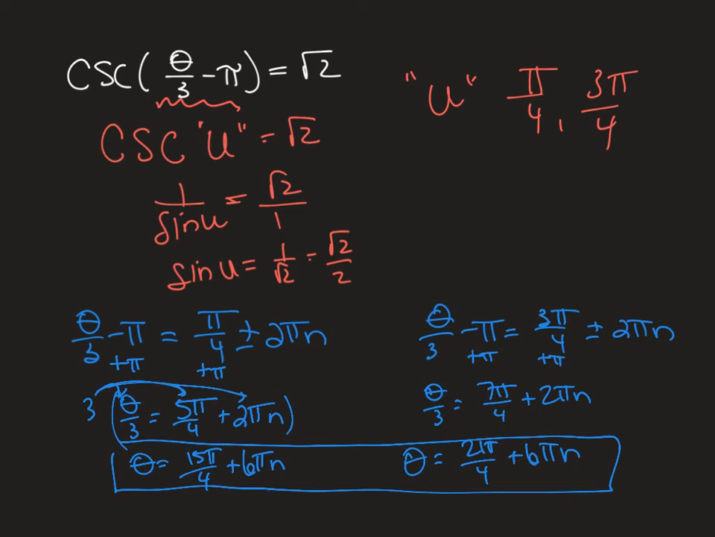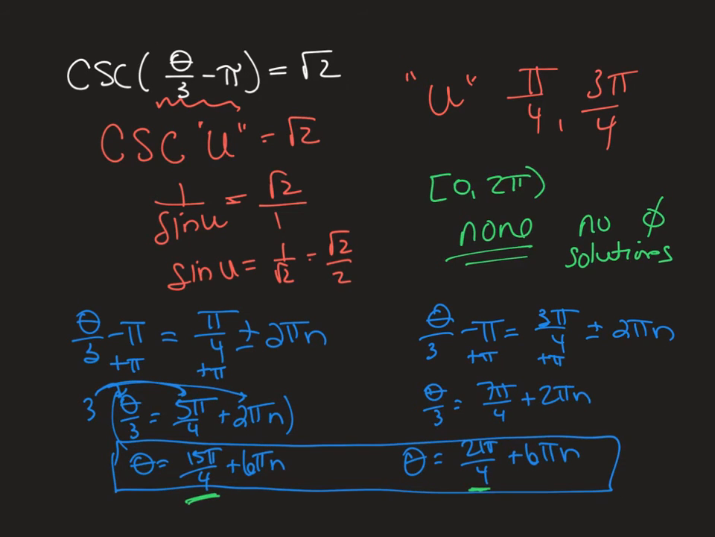Remember, all solutions contain the plus or minus 2 pi n thing. And then here's the thing. If we wanted the solutions from 0 to 2 pi, remember, you start with these first ones right here. But guys, 15 divided by 4 is almost 4, and 21 divided by 4 is over 5. So there are no solutions. None. Empty set, however you want to write it. There's no solutions in that range.